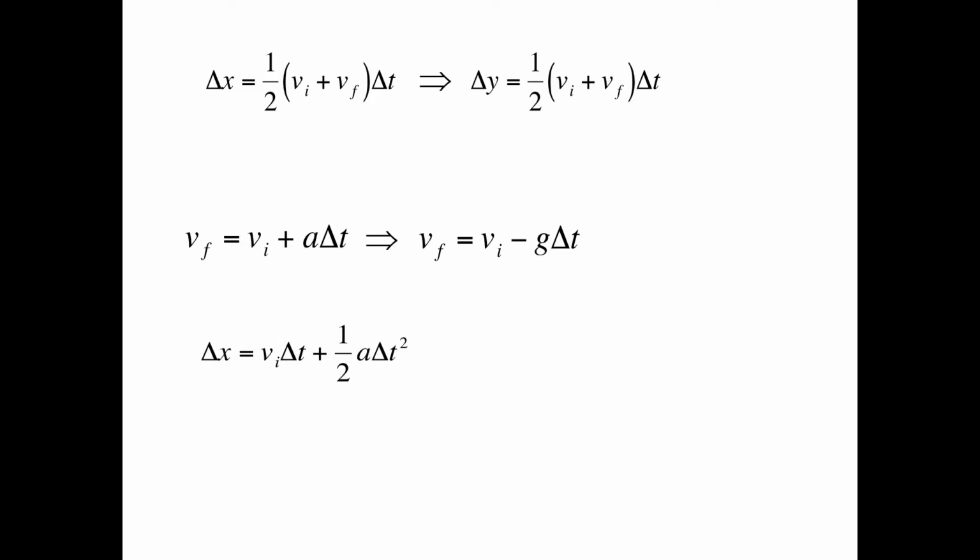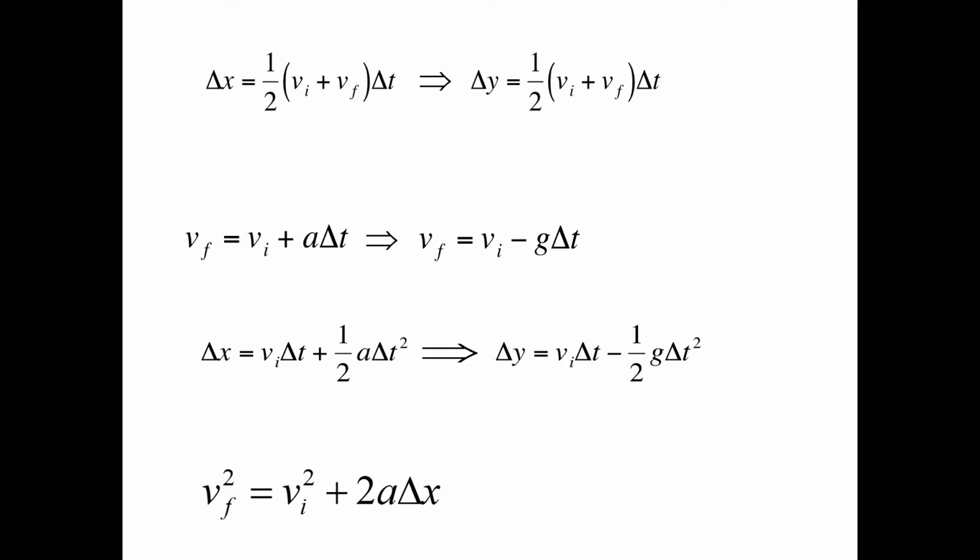For the third kinematic, it was delta x equals initial velocity times the change in time plus 1/2 times acceleration times the change in time squared. This gets modified to delta y equals initial velocity times change in time minus 1/2 times gravity times delta t squared. In the last kinematic, the final velocity squared equals initial velocity squared plus 2 times acceleration times delta x. For free fall, this gets changed to final velocity squared equals initial velocity squared minus 2 times gravity times delta y.